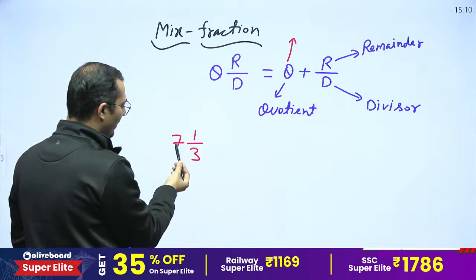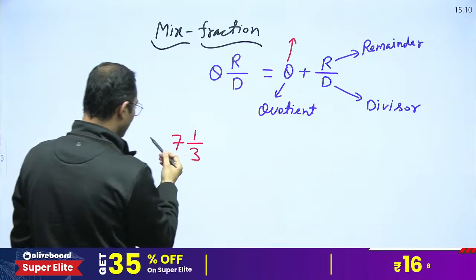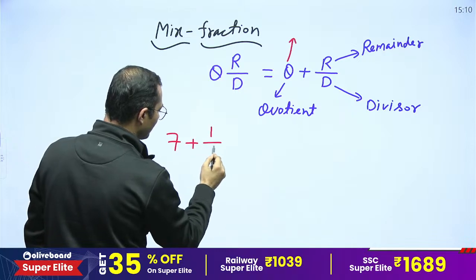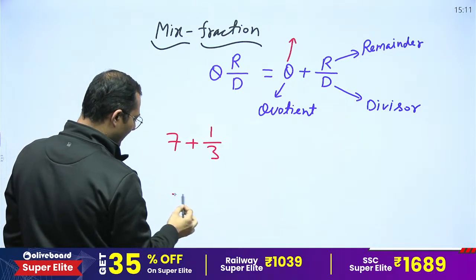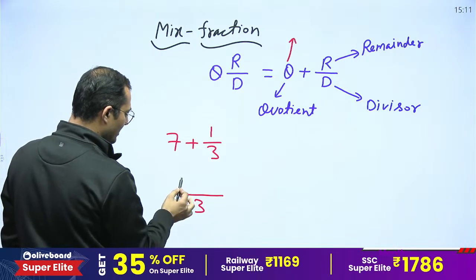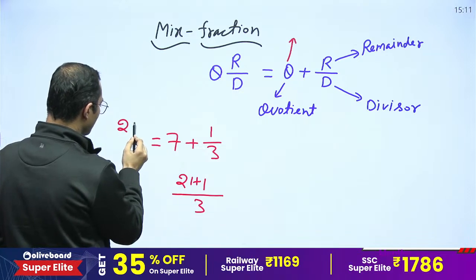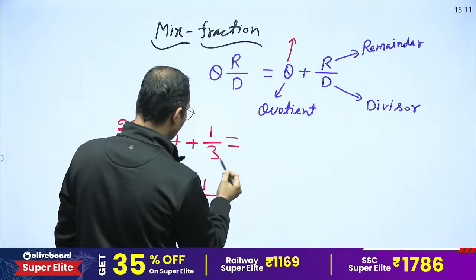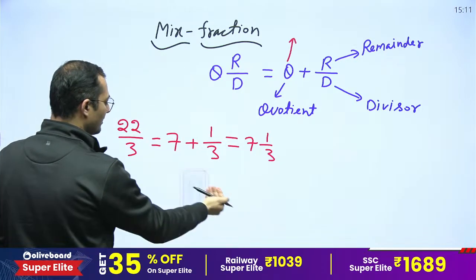See, if we have to change it, suppose I say just write 7 plus 1 upon 3. We can write this in two ways. The LCM is 3, so 7 into 3 is 21, plus 1, so we can write it as 22 by 3, and we can also write it directly as 7 whole 1 upon 3. This is the same.